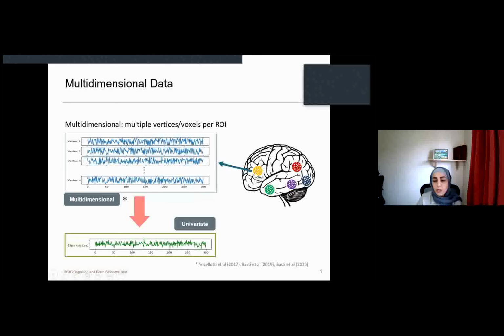So in every brain region like this, there are multiple vertices or voxels, each having a specific time series. But what univariate and conventional methods usually do is reduce all of these vertices to just one vertex by using PCA, averaging, and other approaches. The problem is that this reduction usually leads to loss of information and false findings, and that is something we are not interested in. So that's why multidimensional approaches have been of great interest in recent years.